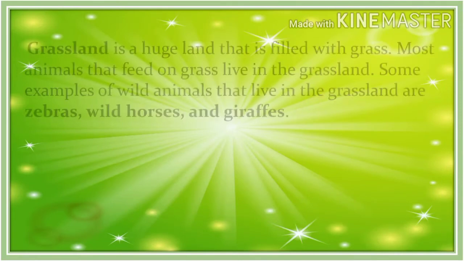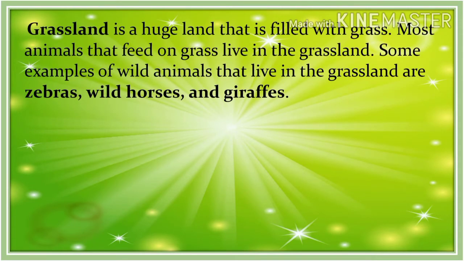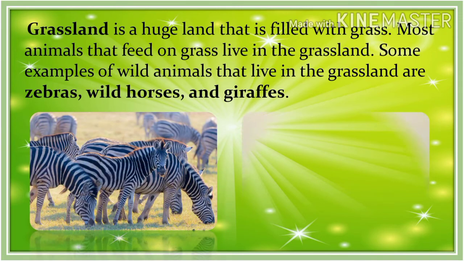Some wild animals live in grassland. Grassland is a huge land that is filled with grass. Most animals that feed on grass live in the grassland. Some examples of wild animals that live in the grassland are zebras, wild horses, and giraffes.